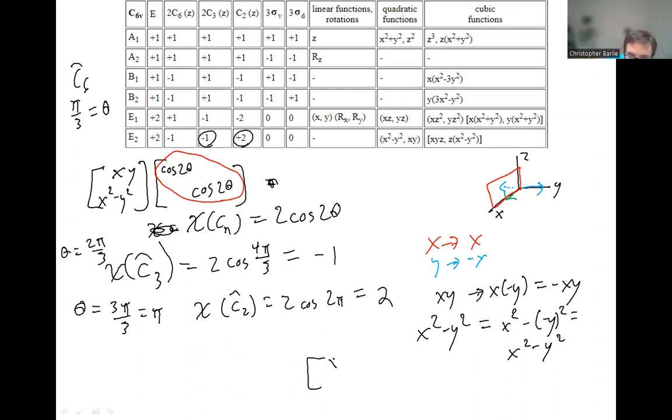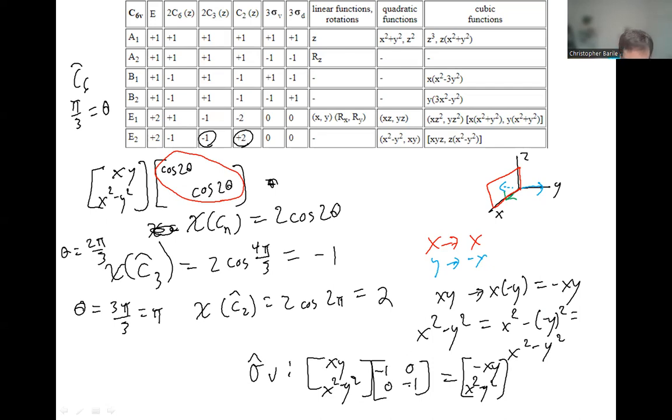So the matrix that explains this transformation for sigma v is going to be the matrix that takes xy into negative xy and x squared minus y squared into itself. That is -1, 0, 0, -1. Take the trace of this matrix. Sorry, there should be a positive one here, right? x squared minus y squared goes to itself. Take the trace of this matrix, sum across the diagonals, and get 0. And lo and behold, we got a 0 there. So we're proving that x squared minus y squared and xy transform as E2.